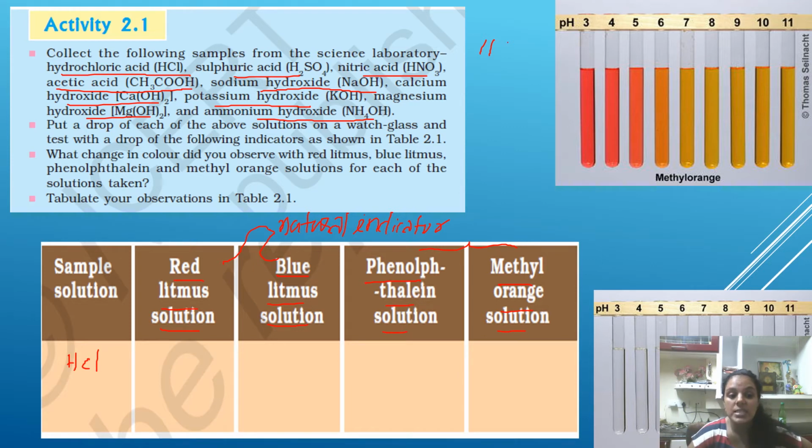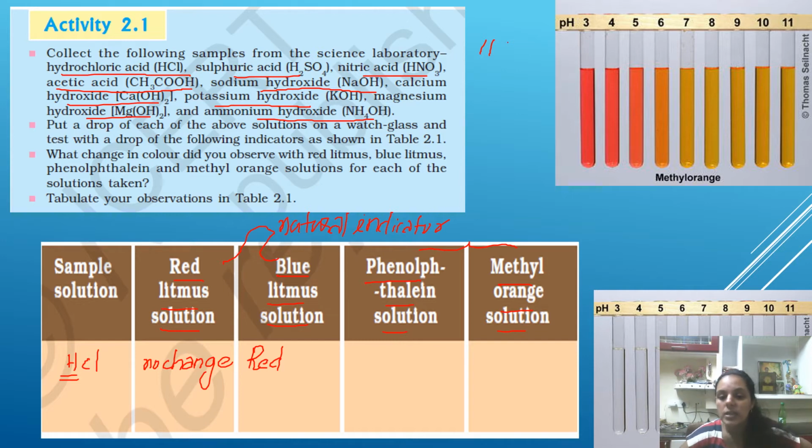Since this is an acid, that is HCl, the red litmus solution shows no change. We cannot see a change there because it is an acid solution, which means the red litmus solution regains its color. The second one is I'm going to add some blue litmus solution to the hydrochloric acid. The color of the blue litmus solution changes to red. Now I'm adding this phenolphthalein solution.